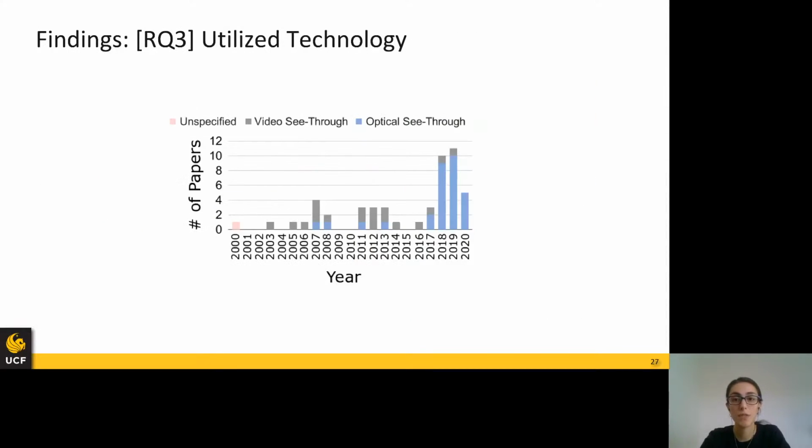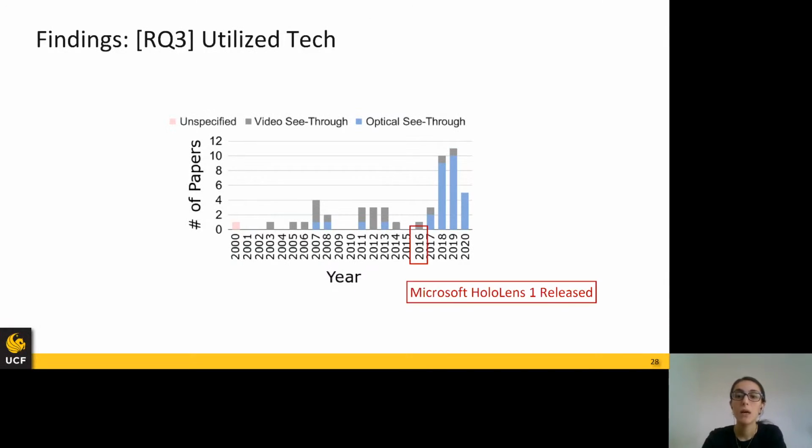Looking at the evolution of utilized technology, we saw that before 2016, the majority of the setups were video see-through, but after 2016, which is the release year of Microsoft HoloLens 1, a majority of the setups were optical see-through, and most of them were actually Microsoft HoloLens 1.